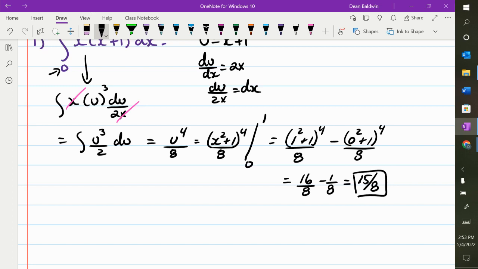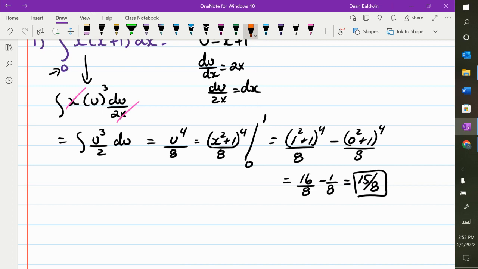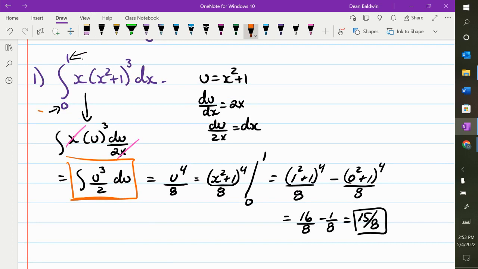However, there's another way to do it. You have to make up your mind. So at this point, this is an integral in terms of u. Our bounds are in terms of x. Can I rewrite the bounds in terms of u?